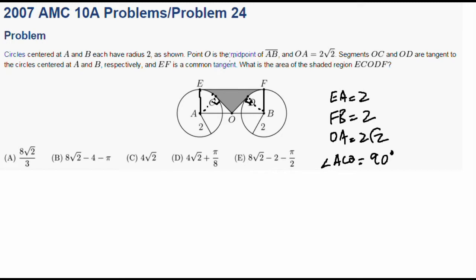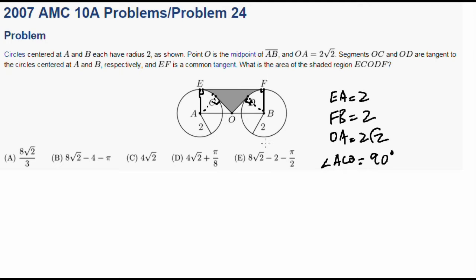EF is a common tangent. Okay, same thing. So these are right angles, and that means EF is parallel to AB because there are two 90-degree angles, and of course this sort of looks like a rectangle, and because common sense. So EABF is a rectangle, and EF should be parallel to AB. Okay, so I know that. What is the area of the shaded region ECODF?